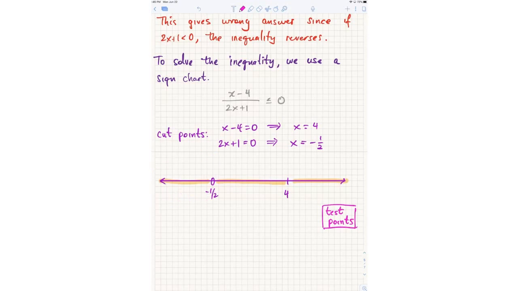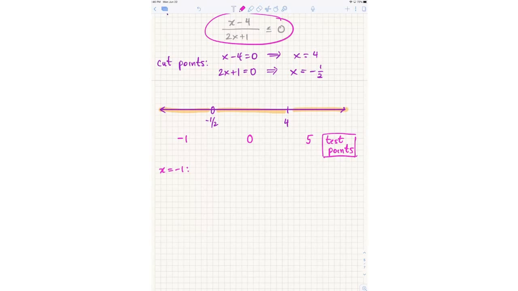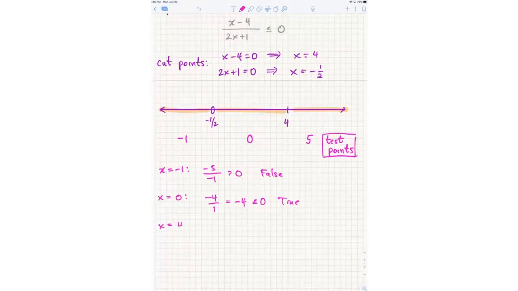So let's choose easy numbers. In this interval, I'll choose negative 1. Here I'll choose 0, and here I will choose 5. And now let's just check. What are the truth values? So for negative 1, looking back, the inequality is at the top of the screen. I get negative 5 over negative 1. That's greater than 0. So the inequality is false. For x equals 0, I get negative 4 over 1. That's negative 4. That's less than or equal to 0. That's true. And then x equals 5.